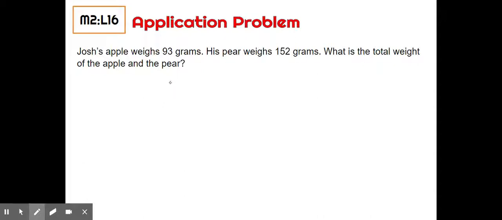So here's our application problem. This is what we call a standard algorithm. As a review, we're going to look at just composing a larger unit, and we only have to add once.